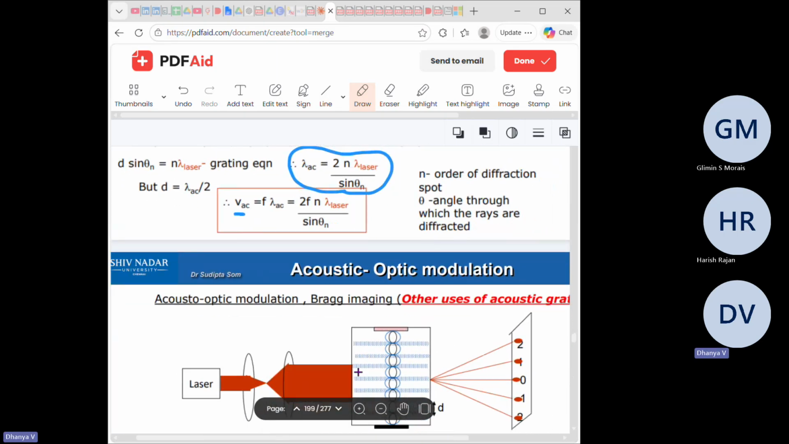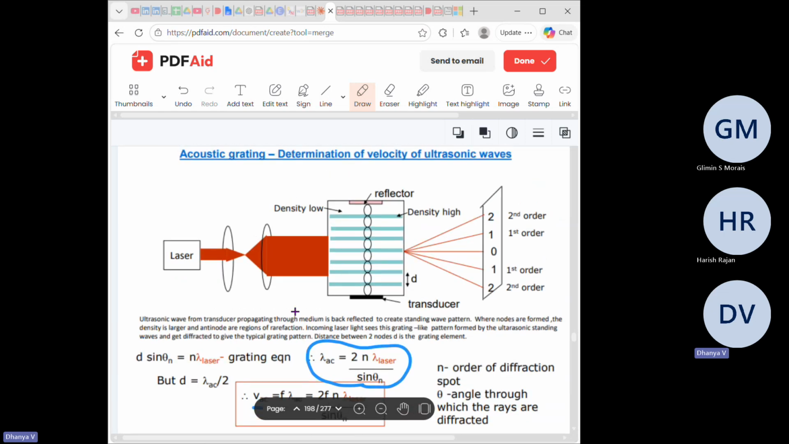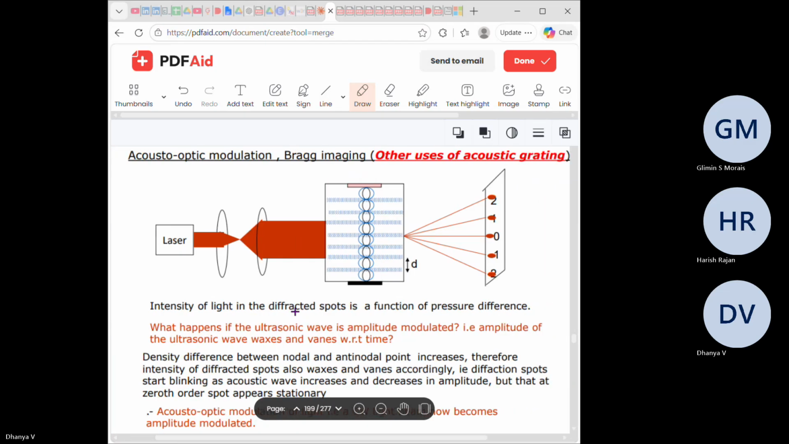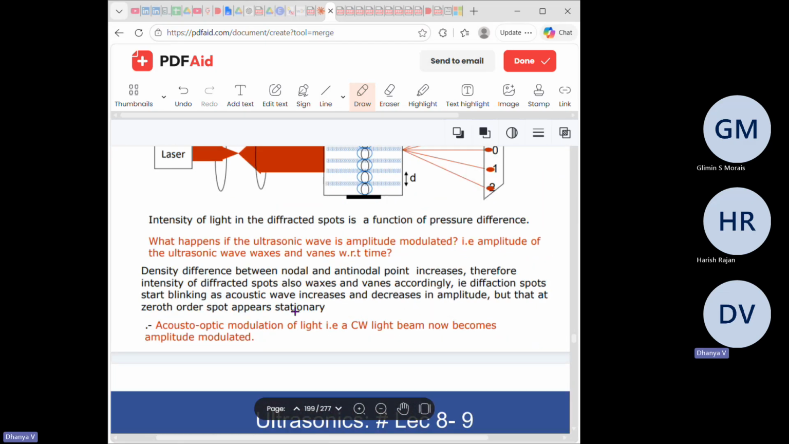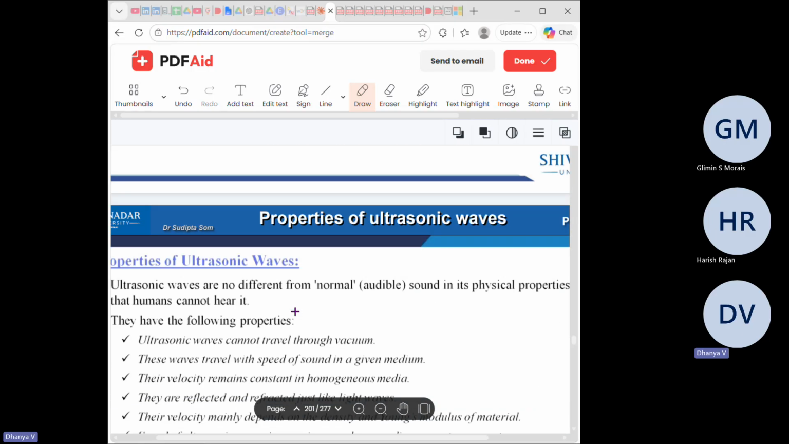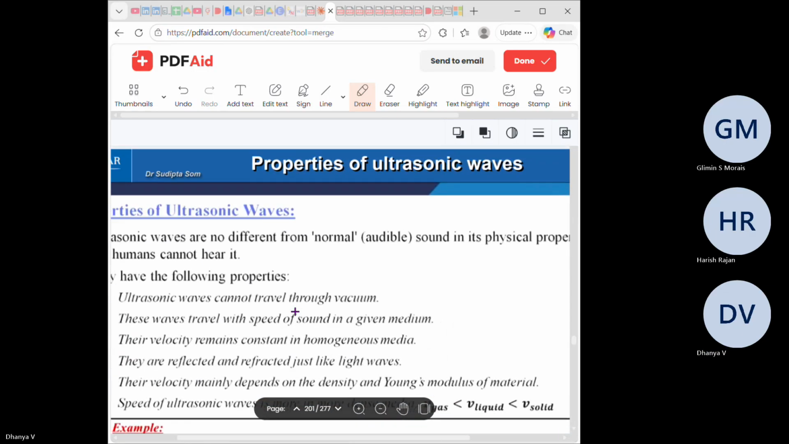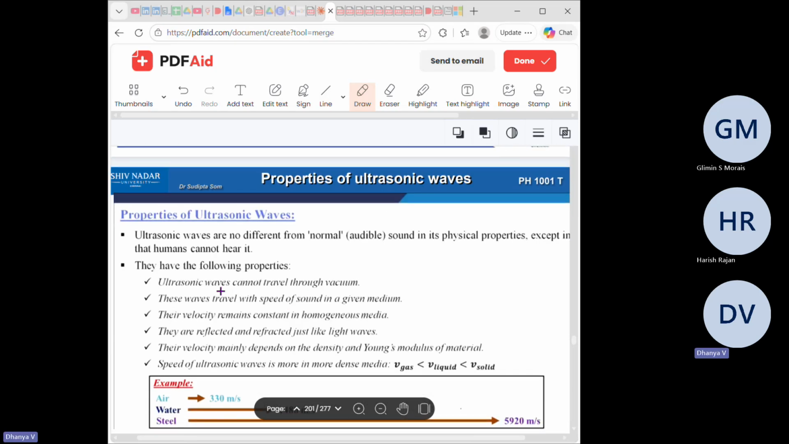All of your formulas for acoustic grating and all of that, you need to just know at least, so that even if not in question answers, you'll definitely be tested in other ways. Okay, other uses of acoustic grating, all of this is not required. Okay, then reach 200, nice. I think we'll try to cover it up as soon as possible.